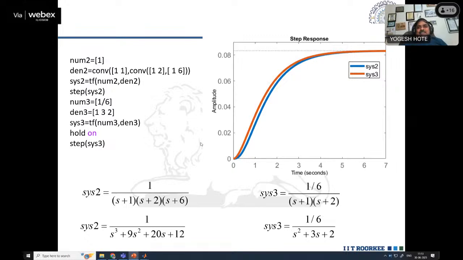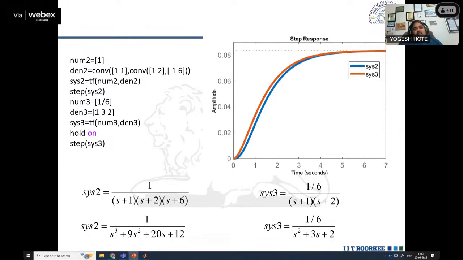So now you can see you have a system 2. You can see the MATLAB program is also done. This is system 2, and this is system 3. And for system 2 and system 3, we got the response. This is the response, and here it is more or less matching, although we expected more matching.